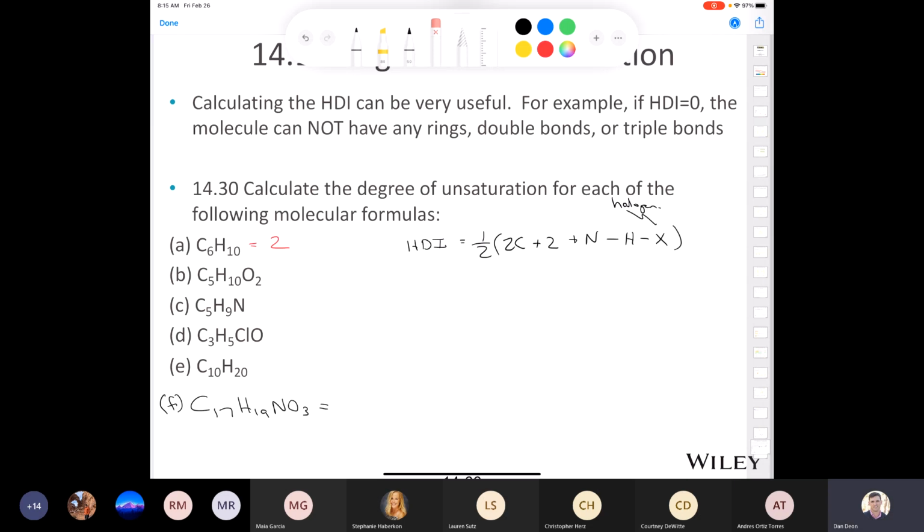Well, let's try B. Okay, let's give it a shot here. So for B, we've got HDI is equal to 1/2 times 2 times 5 plus 2. There's no nitrogens. There's 10 hydrogens, and there's no halogens. So 2 times 5 is 10 plus 2 is 12. Subtract 10 is 2. 2 multiplied by 1/2 gives me an HDI equal to 1. Okay, is that more clear?